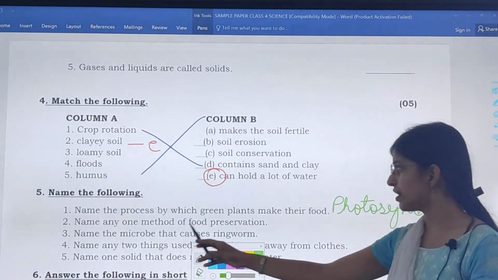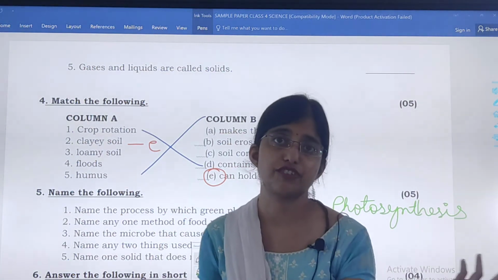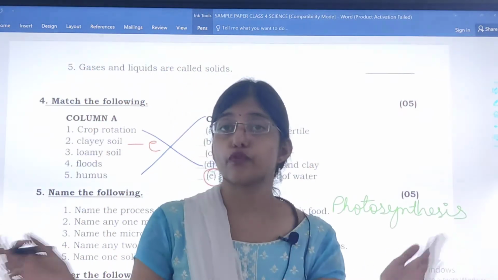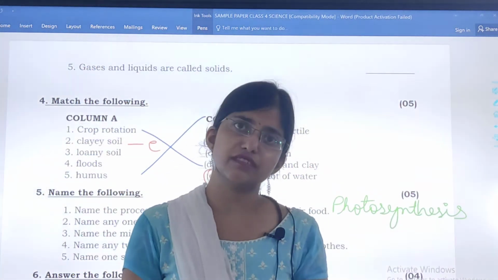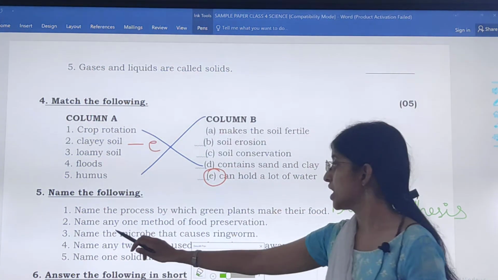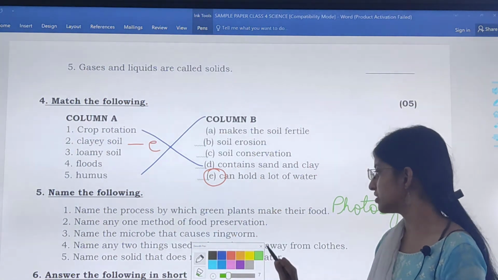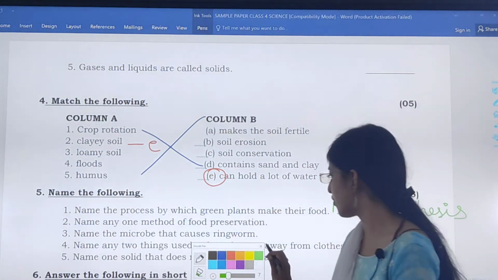Then name any one method of food preservation. Drying, roasting, then using food preservatives. All these are examples of food preservation. Name the microbe that causes ringworm. This is your homework. 3, 4 and 5.